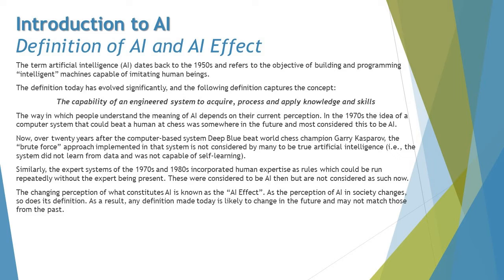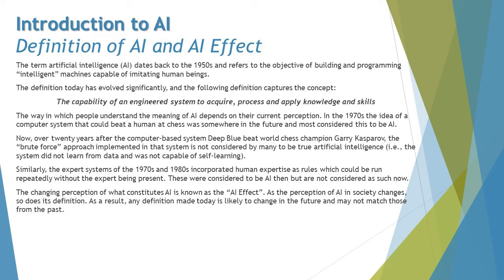Now, of course, the definition today has evolved significantly, and the following definition captures the concept of AI: the capability of an engineering system to acquire, process, and apply knowledge and skills, just like human beings. The way in which people understood the meaning of AI depends on their current perception. The definition does not remain exactly the same. Down the line, after a few years, the definition could be something else because we would have reached a different level of mechanisms in AI.